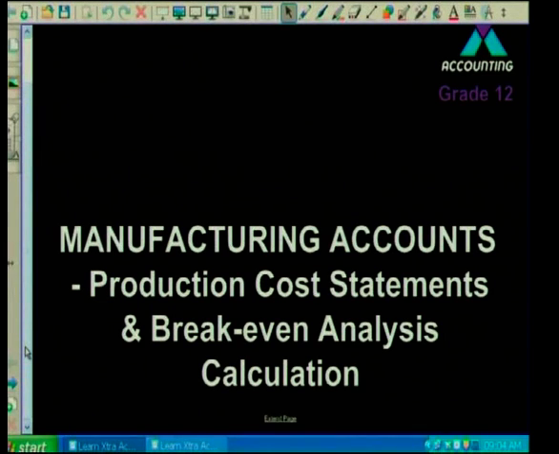Let's look at what we're going to be focusing on in today's lesson. We're going to be looking at manufacturing accounts, and our key focus will be your production cost statement as well as the break-even analysis calculation.